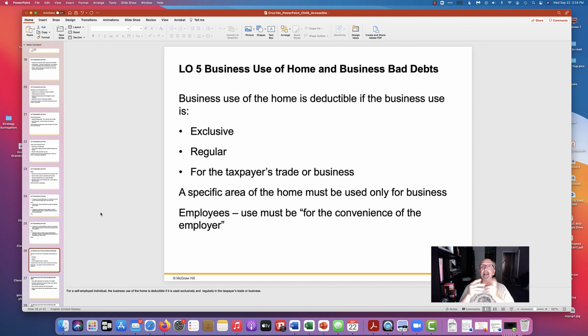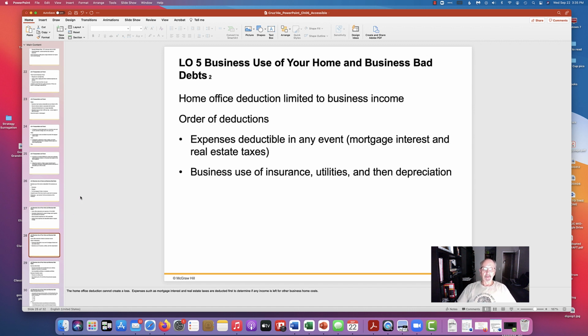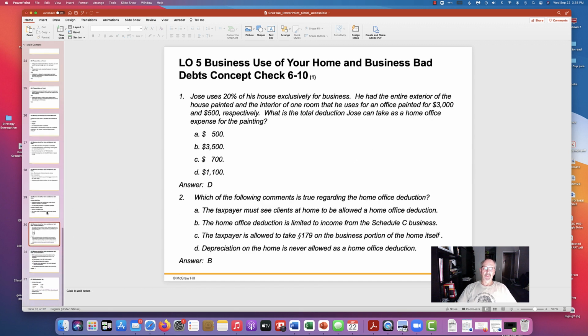Use of the home is deductible if the business use is exclusive, regular, and for the taxpayer's trade or business. And it has to be in a specific area of the home. Employees' use must be for the convenience of the employer. Home office deductions are on Form 8829. Calculation is determined by square footage used in relation to the entire square footage of the house. Direct business expenses are 100% deductible. Everything else, square footage. Expenses deductible in any event: mortgage interest, real estate taxes.